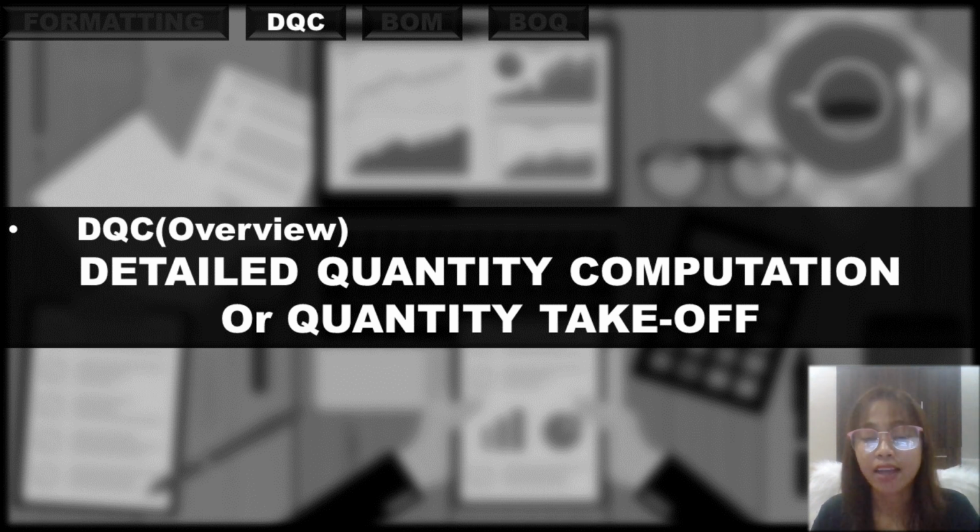The difference is that DQC helps us determine the quantity of materials to be ordered and the quantity of each construction item, whereas BOM will tell us how much it will cost. It is where the price and costing is involved. This DQC is one of the critical parts in estimating. It is where various formulas will be put to use.